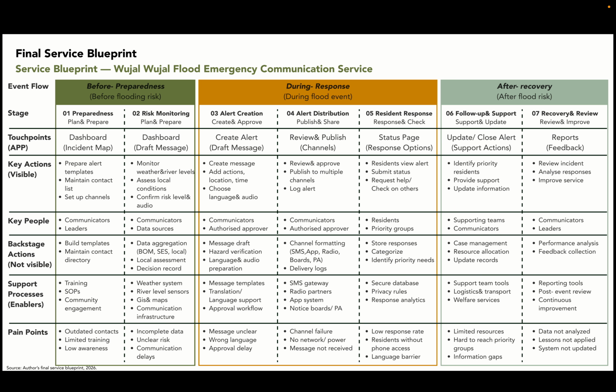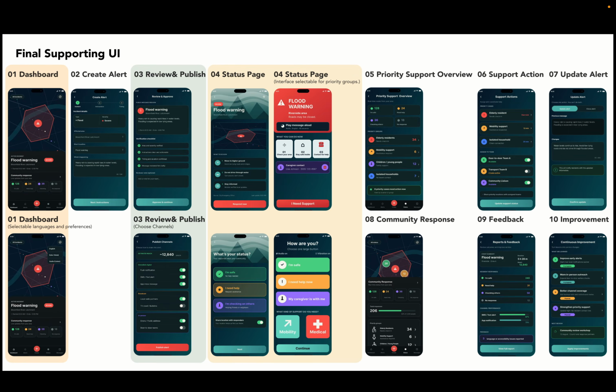So this is my final service blueprint. It covers three phases: before, during, and after the flood. It connects preparedness, warning, confirmation, disruption, resident response, support, and recovery, while also showing key people, backstage actions, and possible pain points. The UI works as a supporting touchpoint inside the service, so it's not designed as a standalone emergency app.